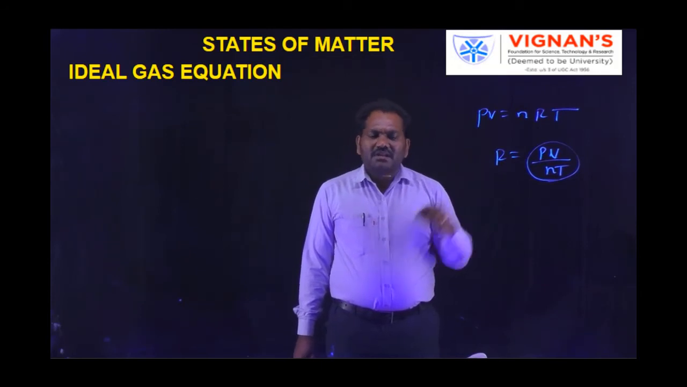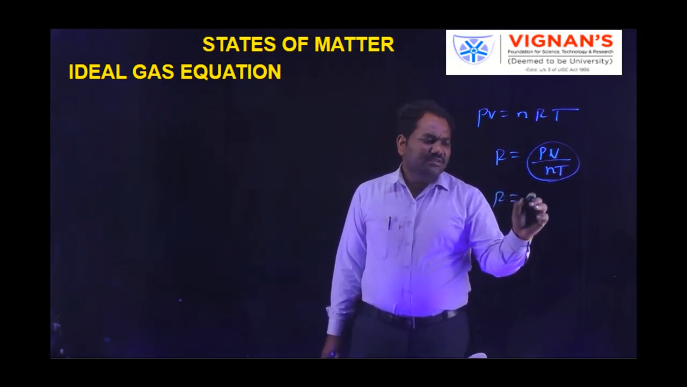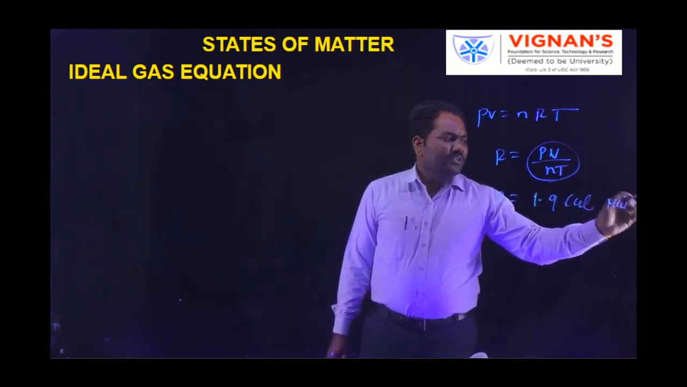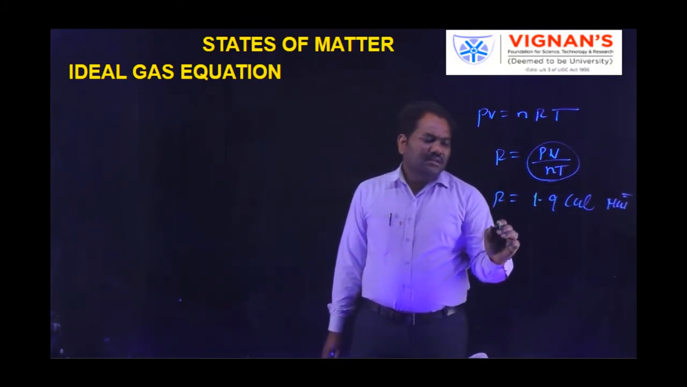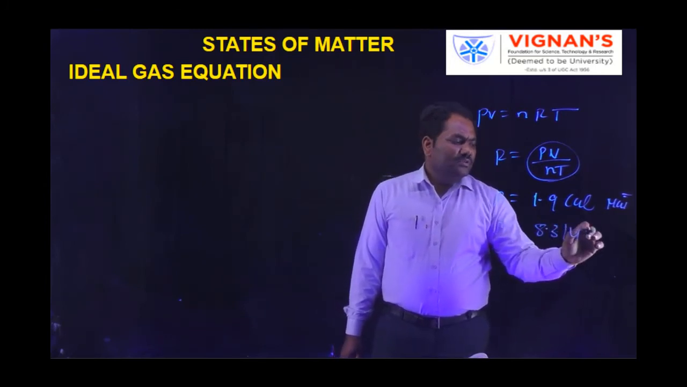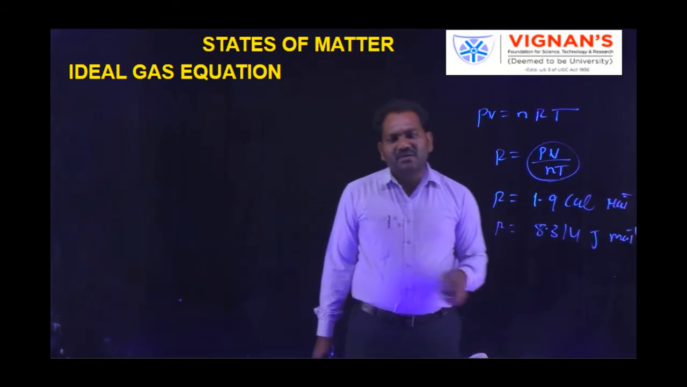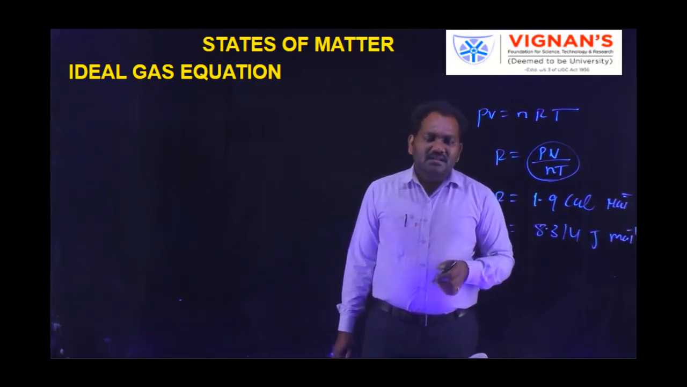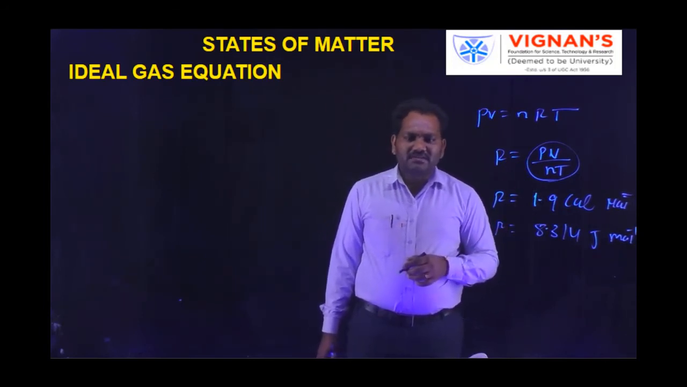The R value, in terms of calories, is equal to 1.9 calories mole inverse Kelvin inverse. Or it can also be expressed as 8.314 joules mole inverse Kelvin inverse. Like this, we have different types of R values in terms of liters, and in terms of pressure also.